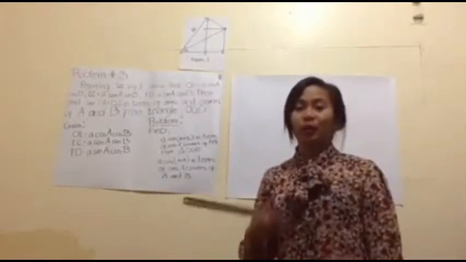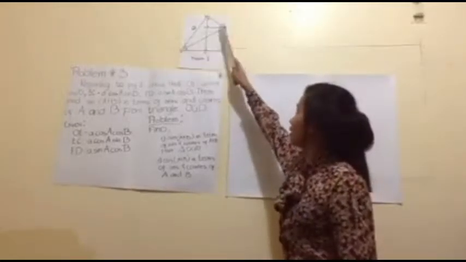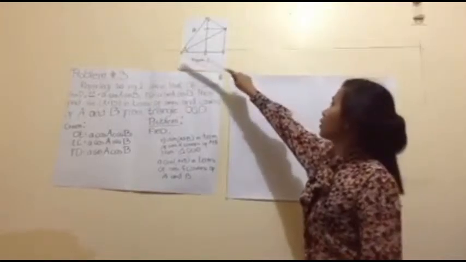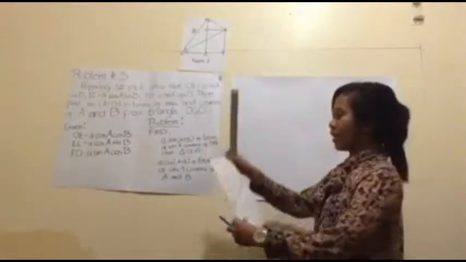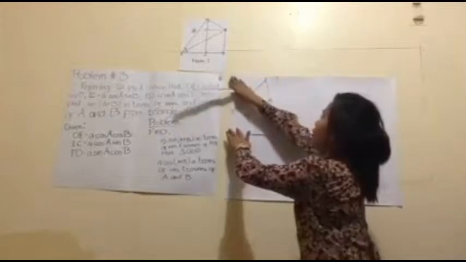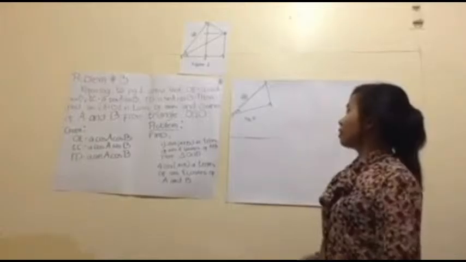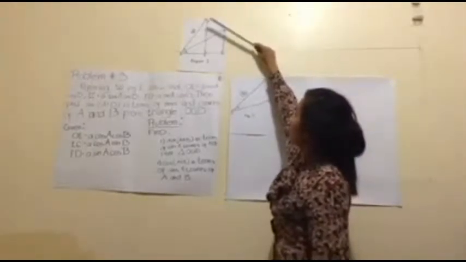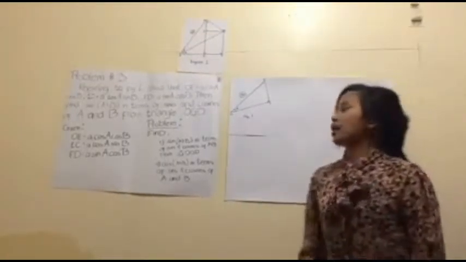So, the first thing that we are going to do is we must separate the triangles. So, we must get the triangle DOC. Now, this becomes the triangle DOC. Note that this figure 2 here just came from the original figure, which is figure 1. So, this is DOC, triangle DOC.